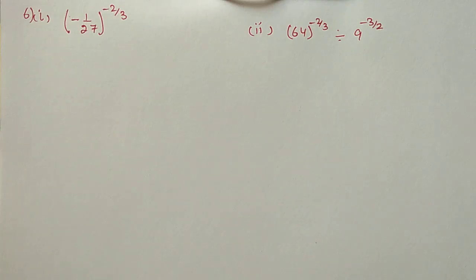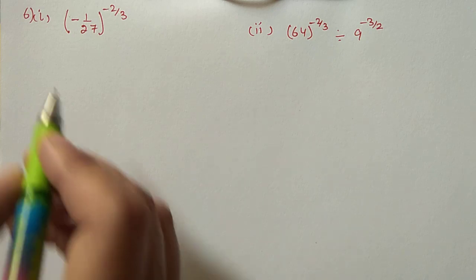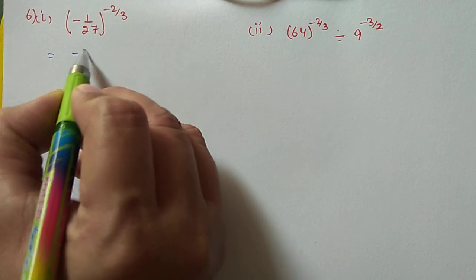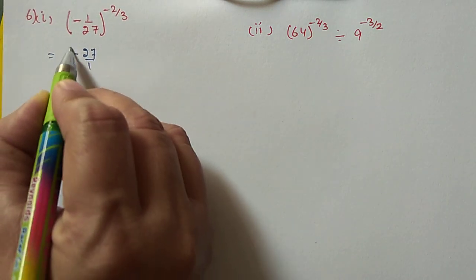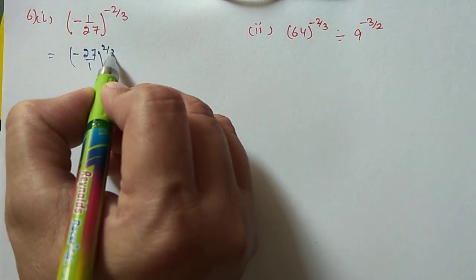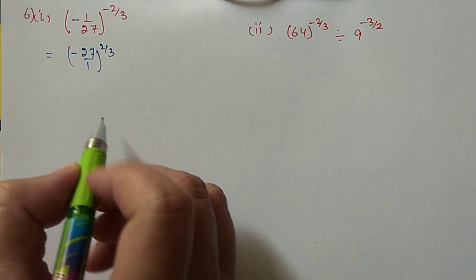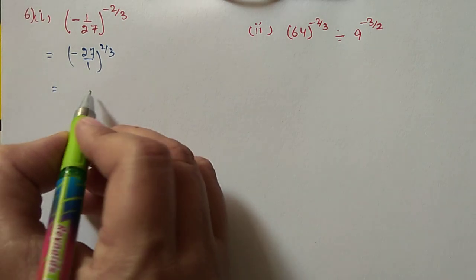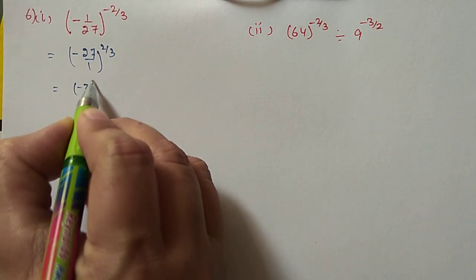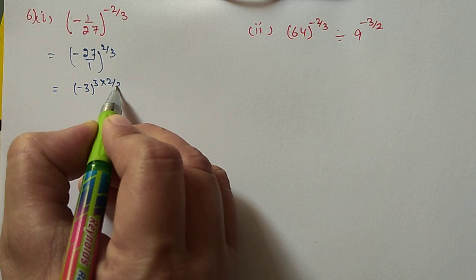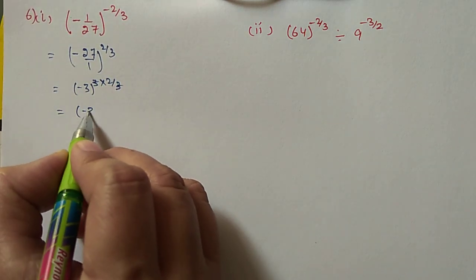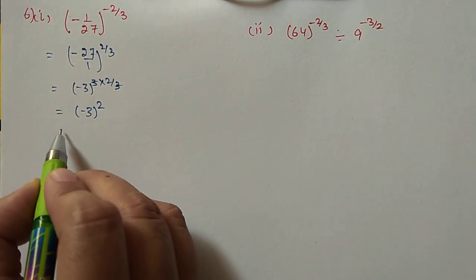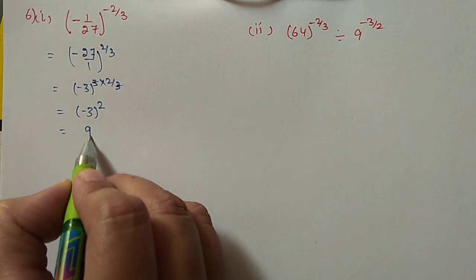Sixth question, first part, minus 1 by 27 to the power minus 2 by 3. We can write it as minus 27 by 1, and 1 is not necessary to mention, power 2 by 3. First this negative power we will change into positive. Now 27 we can write as minus 3 to the power 3, whole to the power 2 by 3. So this 3 again will cancel out. Minus 3 to the power 2 means minus 3 into minus 3, which will be plus 9.